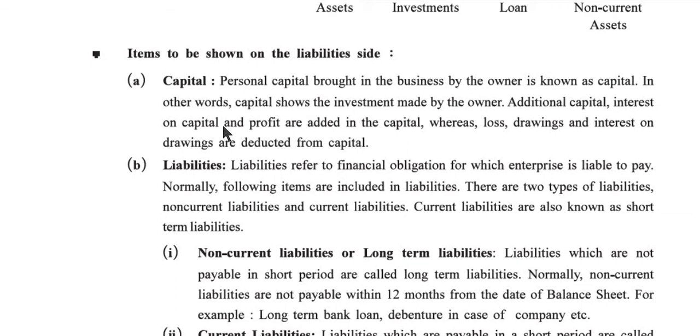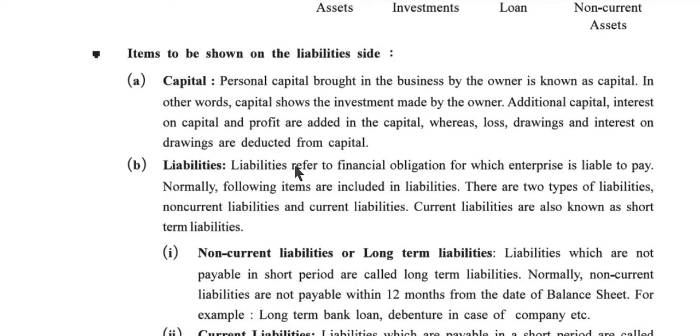Additional capital, interest on capital, and profit are added to the capital. Whereas loss, drawings, and interest on drawings are deducted from the capital. When there is a loss, it reduces the capital. When there are drawings by the owner, then also capital is reduced. If interest on drawings is there, then also it is a reduction of capital.